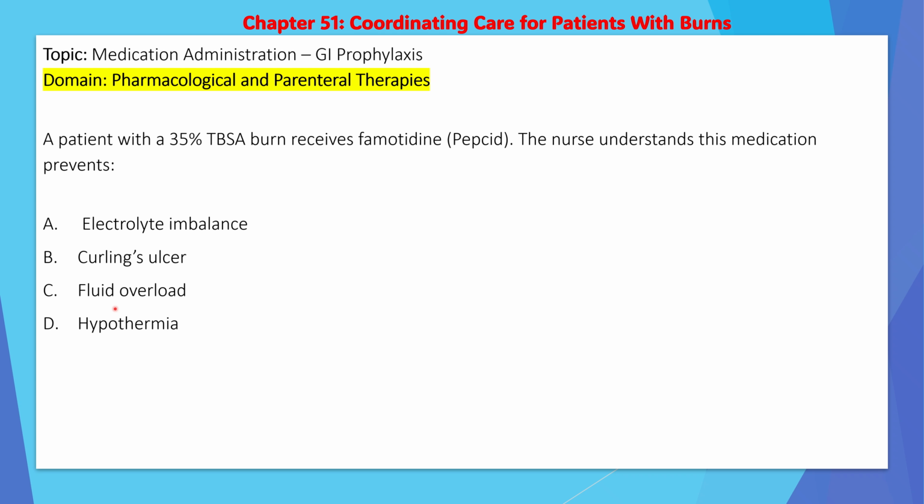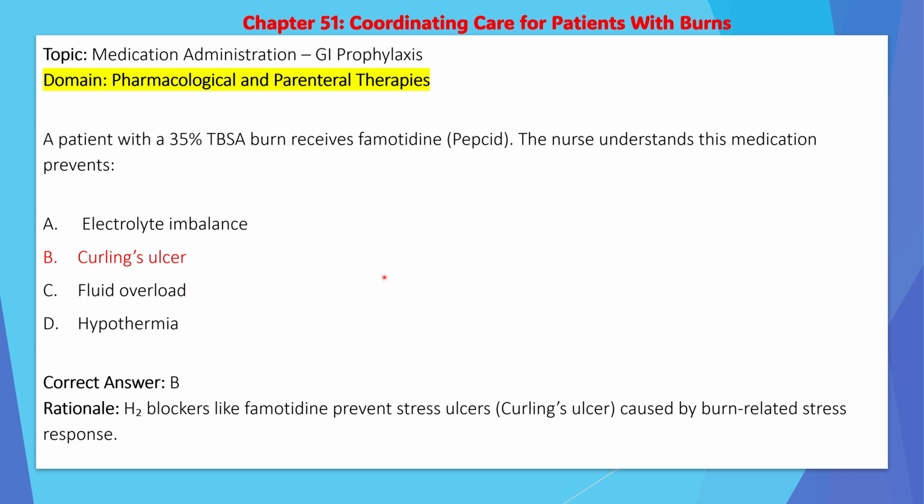C. Fluid overload, and D. Hypothermia. Here it's so obvious. This is very simple to see, because you know it's a GI medication. So here it's only one about GI, the ulcer, even if you don't know what this means. So you see ulcer, nothing else is regarding GI.